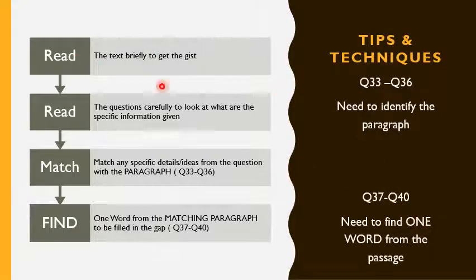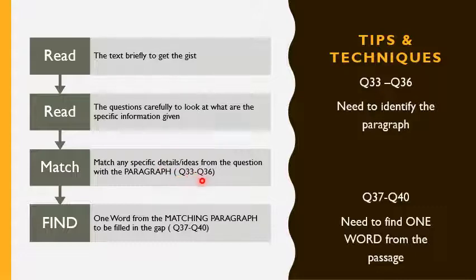Okay, apa cara untuk menjawab soalan? Pertama, you need to read the text briefly. Baca teks tersebut untuk mendapatkan idea keseluruhan. And then number 2, you need to read the questions carefully. Baca soalan dengan teliti, to look at what are the specific information given, untuk mencari apakah bentuk maklumat yang diberikan ataupun apakah bentuk clue yang diberikan. And then number 3, you have to match. Padankan perkataan ataupun informasi daripada soalan dengan perenggan-perenggan.